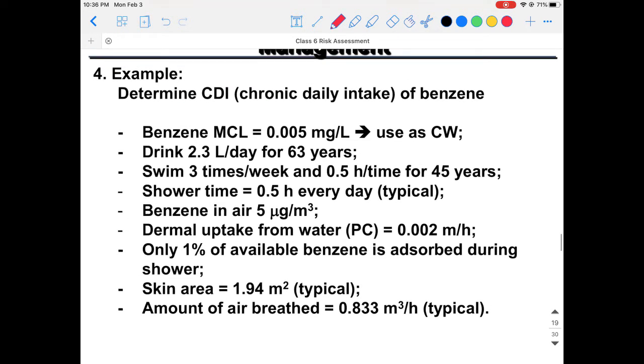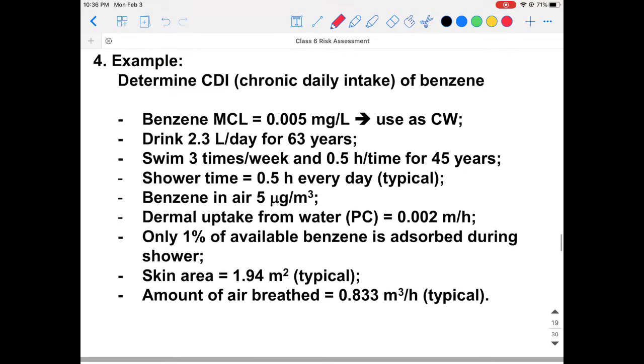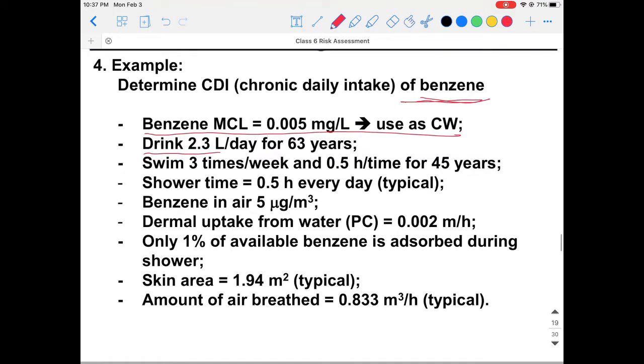All right, so let's do a quick example here. It wants us to calculate the chronic daily intake, or CDI, of the benzene, right? The example tells us that benzene has a concentration in water of 0.005 milligram per liter. We drink 2.3 liters per day for 63 years. So we basically want to calculate the daily intake of the benzene.